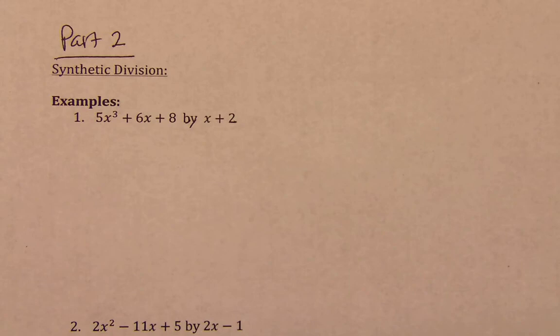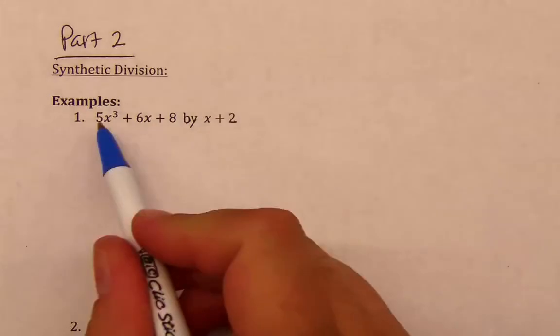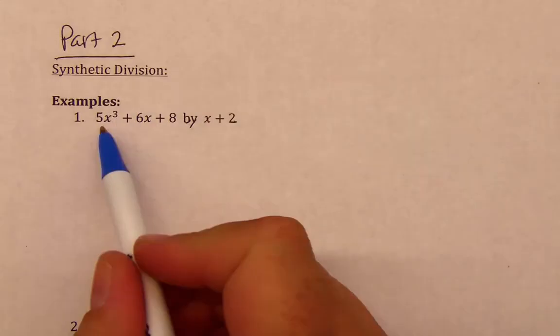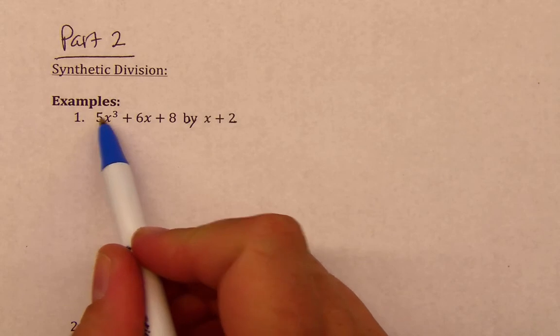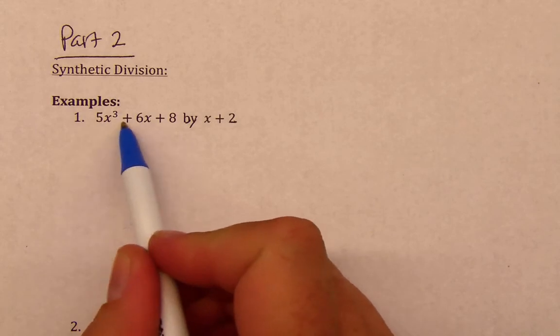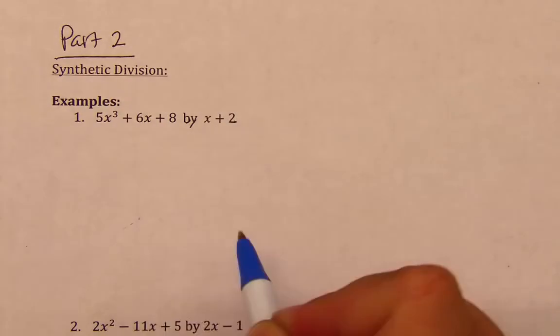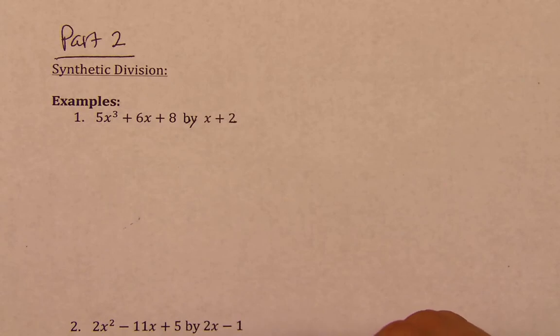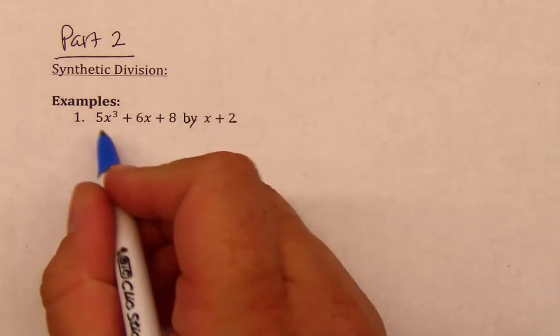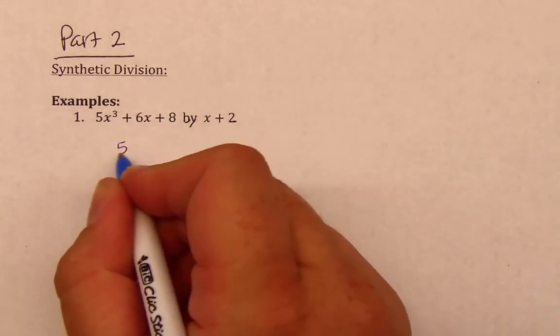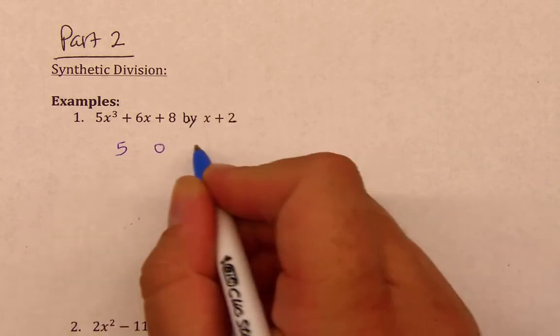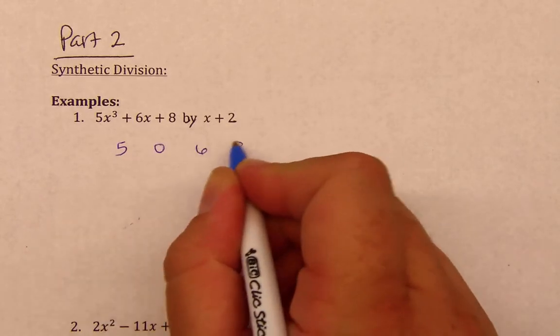Now with synthetic division, we're only working with the coefficients. And notice here we have a 5 and then we don't have an x squared term. So just like with long division, we have to have a placeholder here. And we're dividing by x plus 2. Now we're going to line up the coefficients here. So I have a 5, placeholder of 0, 6, and then 8.